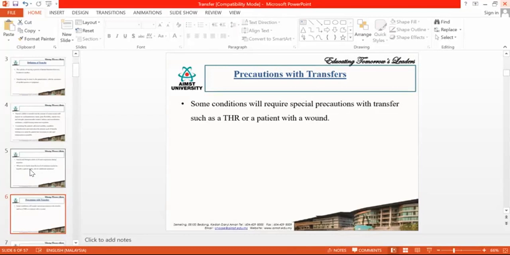For example, if they have undergone some musculoskeletal surgeries like total hip replacement, then in that particular case, the patient has to keep his legs in a particular position. So the person cannot do internal rotation. The leg has to be in an externally rotated position. Like this, every surgery will have certain precautions. So as the person who is going to transfer the patient, you should know all the special considerations related to the patient.